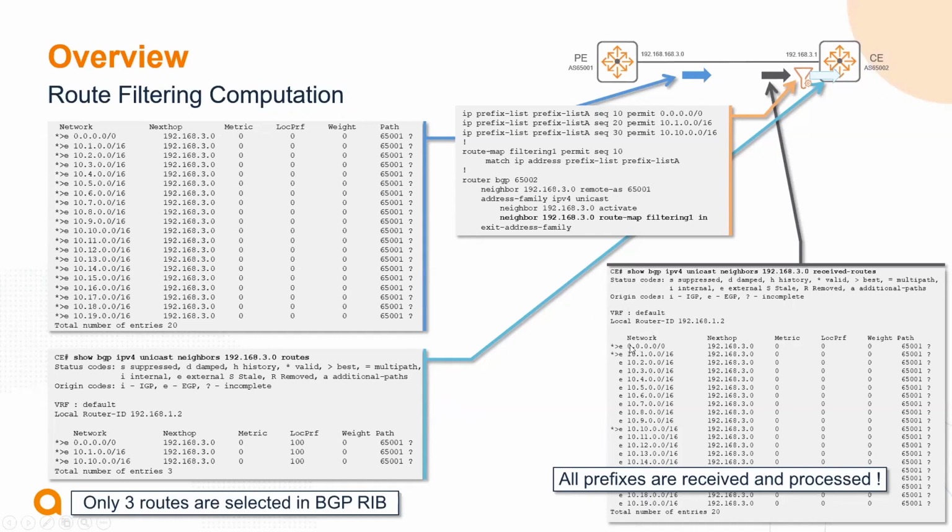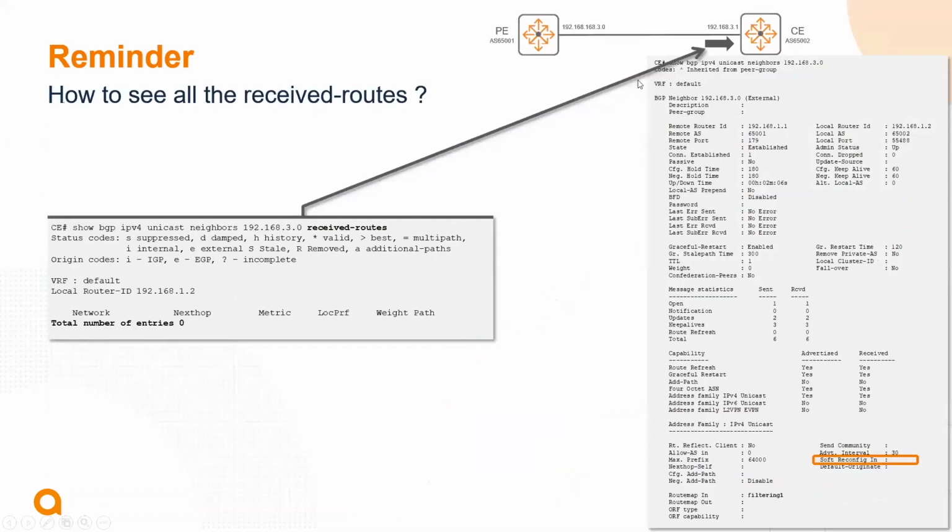And just a reminder, how do you see those received routes? If you do not configure anything and you try that command, you will see that the number of entries is 0. Why is that? Because on the CE, if you look at the show BGP IPv4 unicast neighbor, you will see that soft reconfiguration inbound is not configured.